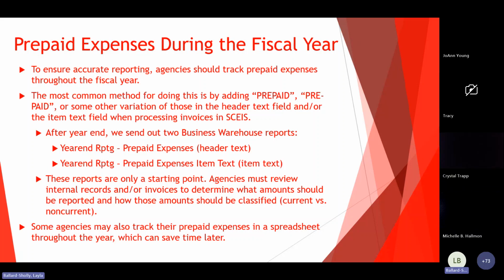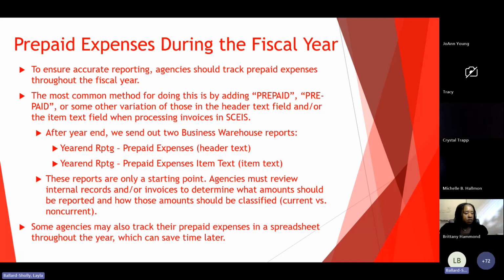In addition to that, some agencies will also track their prepaid expenses in a spreadsheet throughout the year. Some agencies will do both. Some agencies will only use the spreadsheet. And some agencies, I think, might only use the SKIS reports. All of it's fine if you get an accurate end result, but I do think it's probably safest and most accurate if you're using both, especially if you're a larger agency or a decentralized agency.